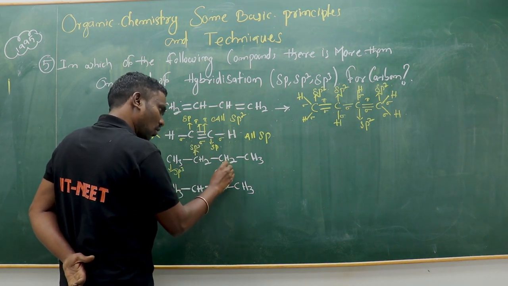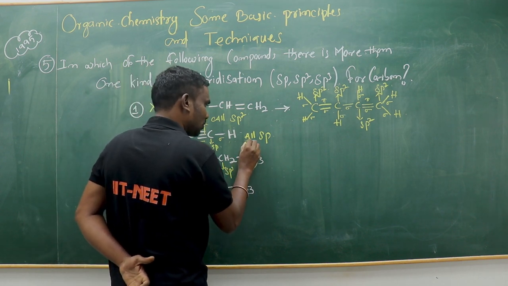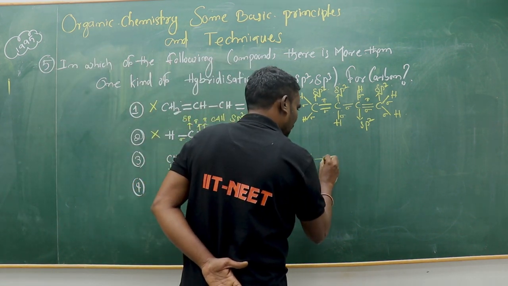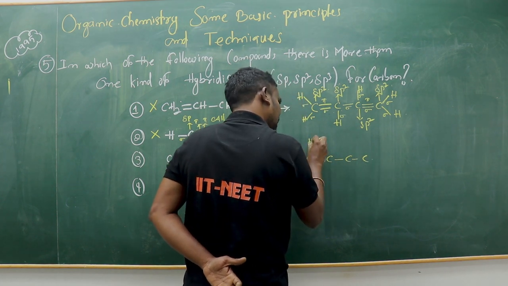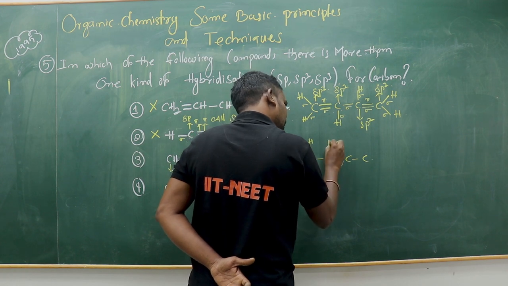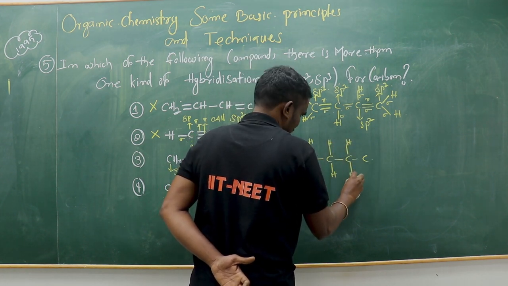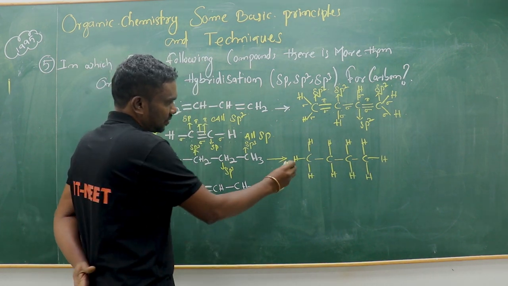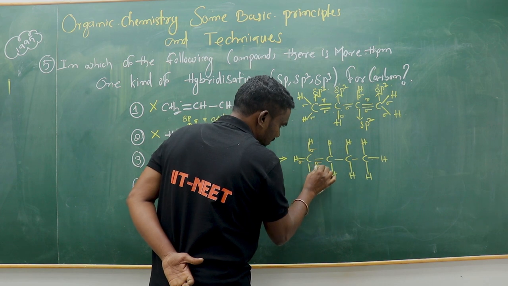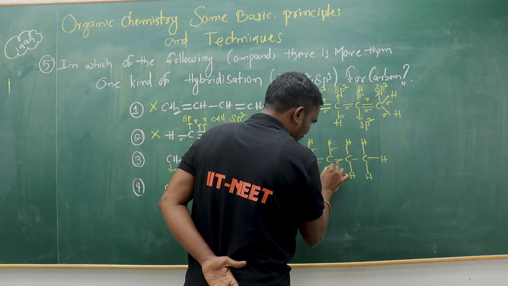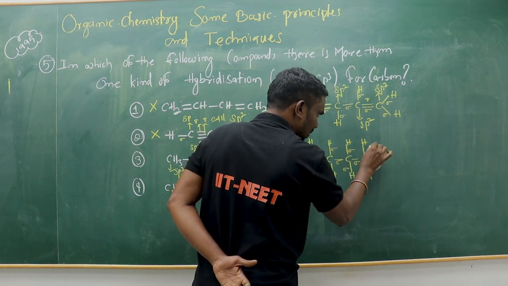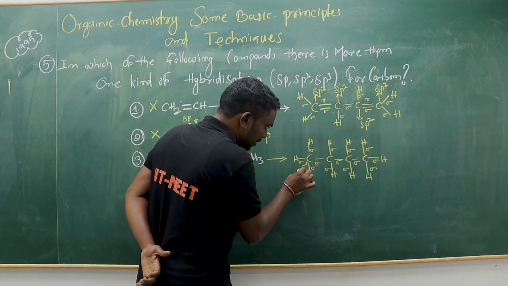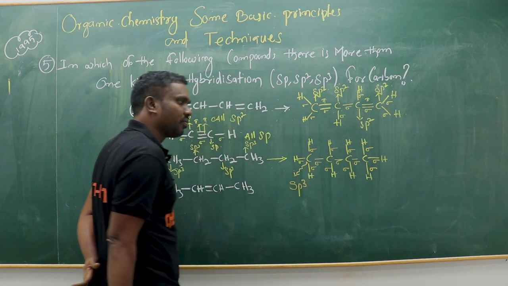This carbon is also sp3. How, sir? Wait a moment, I will elaborate this structure. See, four carbons are there. CH3 has three hydrogens, here one hydrogen, here one more hydrogen, and the last has three hydrogens. Beta ji, observe carefully. All single bonds are sigma bonds. This is sigma, this is also sigma. Count 1, 2, 3, 4: four sigma bonds means sp3.